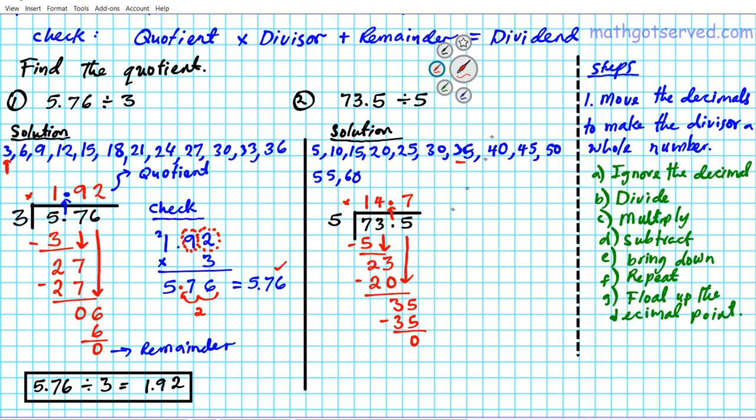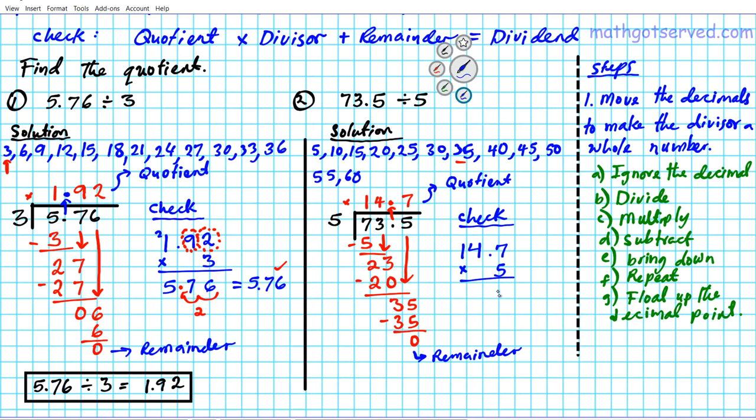All right? So this number up here is your quotient. And your remainder is 0. No remainder here. Is our answer correct? Let's go ahead and do a check by multiplying. So we're going to multiply our quotient 14.7 by our divisor, which is 5, and see if we get our dividend. There are no remainders to add on here, okay?